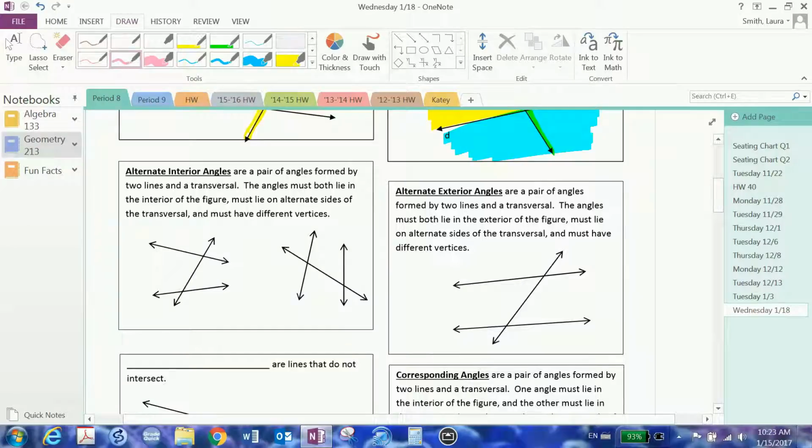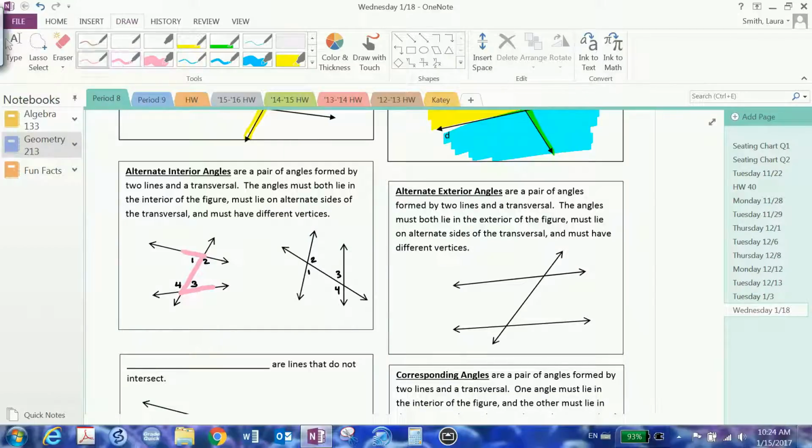So I'm going to actually put in some numbers here. 1, 2, 3, 4, and I'll do the same thing here. So now, do you see that angles 1 and 3 in this case are in the interior space? Actually, all the angles that I've drawn in here, 1, 2, 3, and 4, those are all interior. But 1 and 3 are on opposite sides of the transversal, so those are alternate interior. Likewise, 2 and 4 are also on opposite sides of the transversal, still in the interior space.